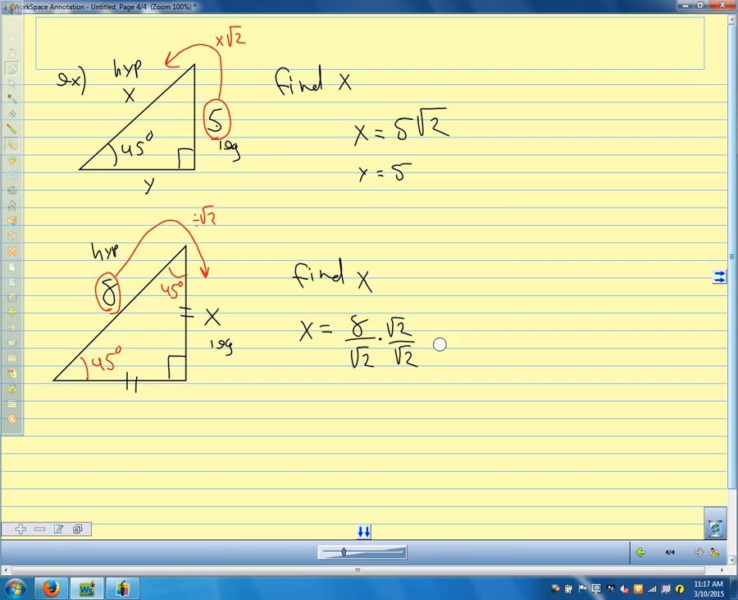So on the top, I'm going to multiply straight across: 8 times the square root of 2. Square root of 2 times the square root of 2 is square root of 4. I can multiply inside the square roots. The square root of 4 is 2. So the square root of 2 times the square root of 2 is just 2. And now these numbers that are outside the square root, I can divide them. So 8 divided by 2 is 4. 4 square root 2.